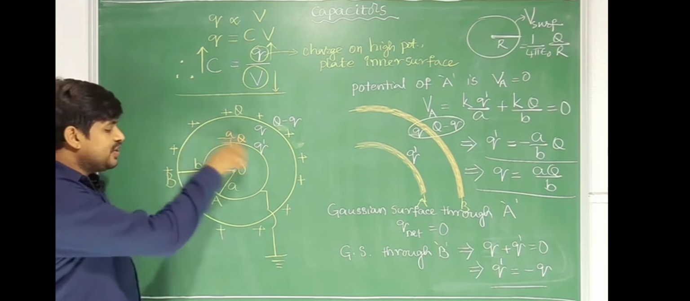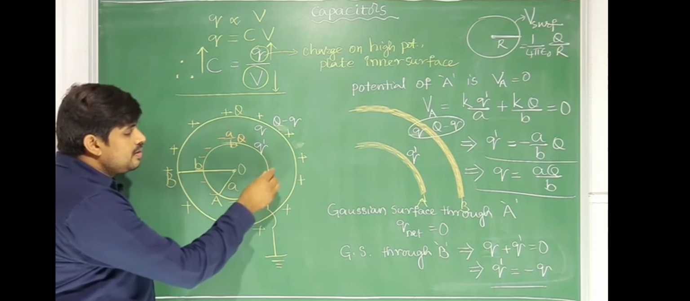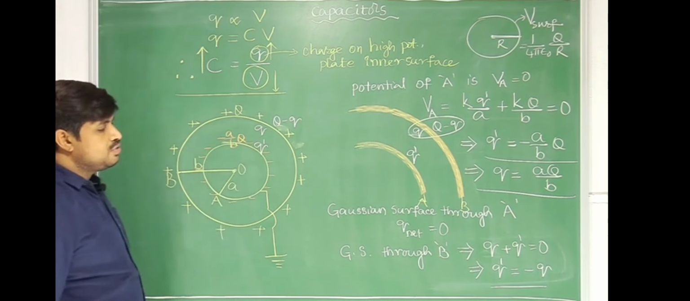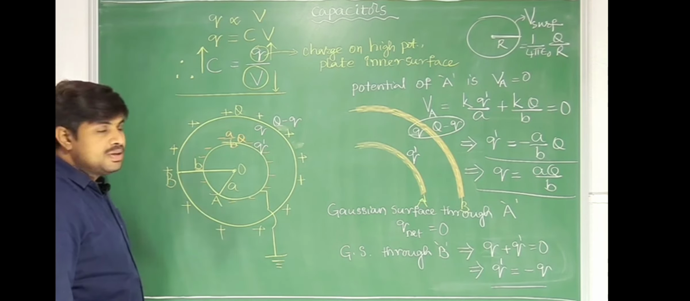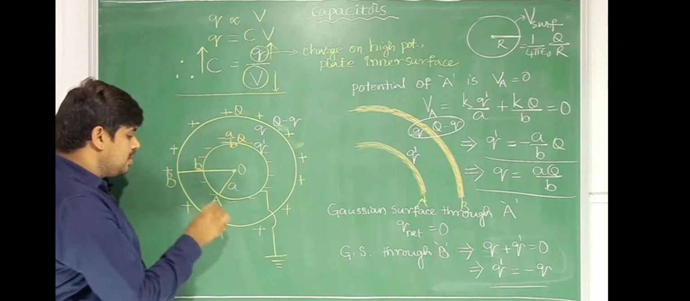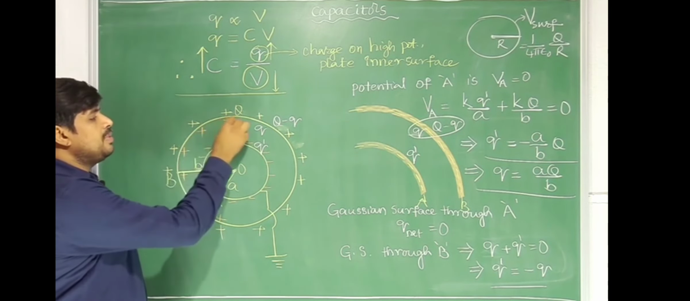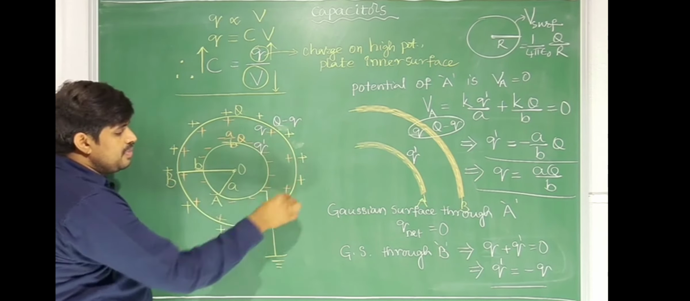So on the surface of A, which charge do you expect, beta? Negative charge. How much magnitude? Minus A q by B. That much negative charge. So beta, tell me how much positive charge will be there on the inner surface of B? Correct. On the inner surface of B, that much positive charge will be there. How much? That is A by B times of capital Q.